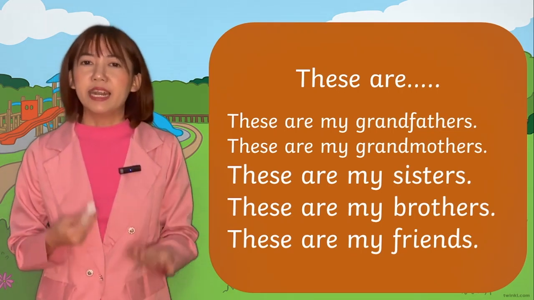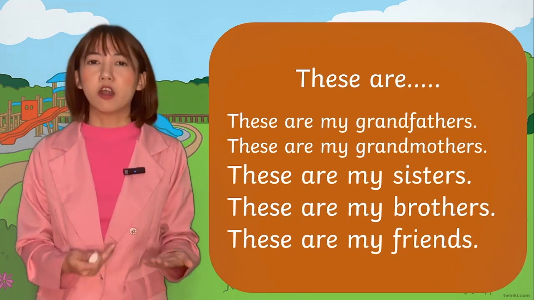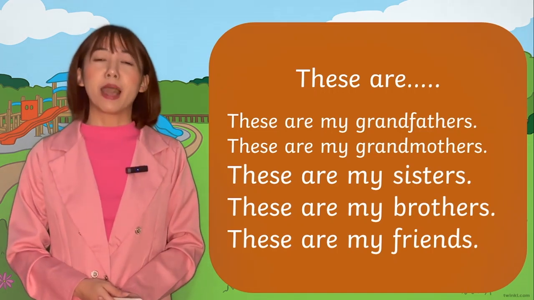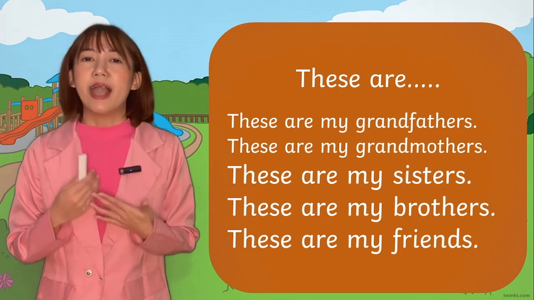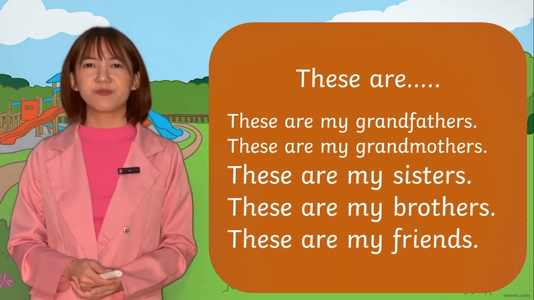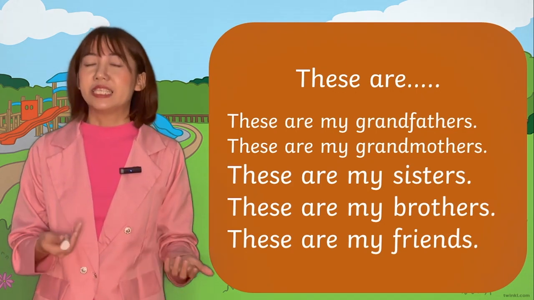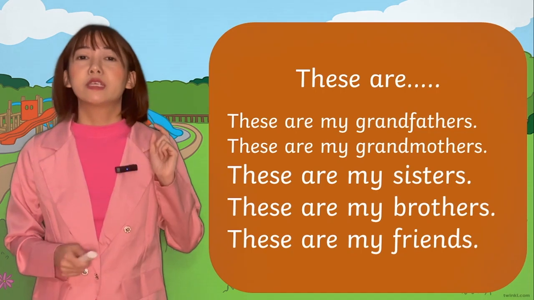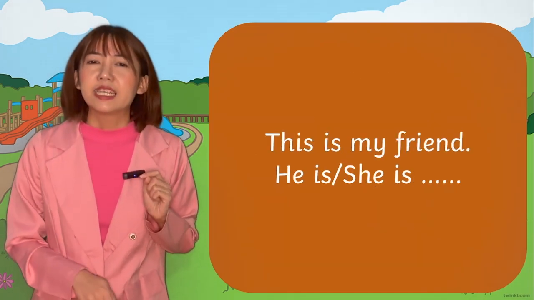These are my aunts. These are my uncles. Can you say that? These are my uncles. Okay, and for singular, we have to use this is.